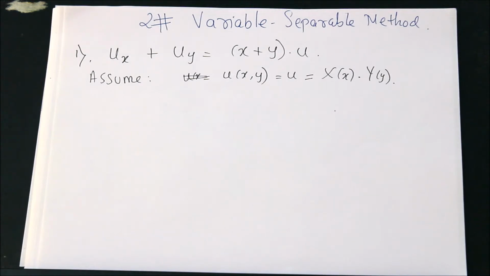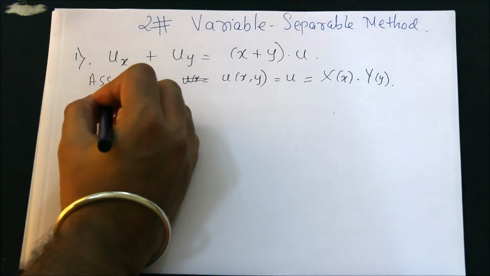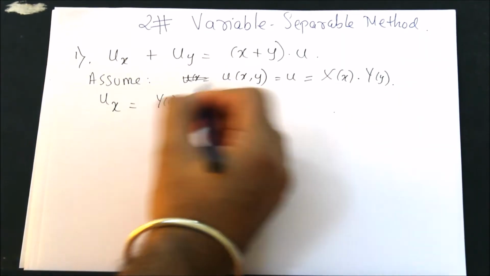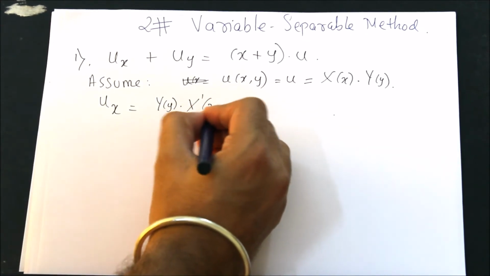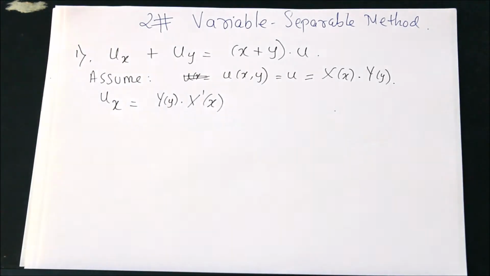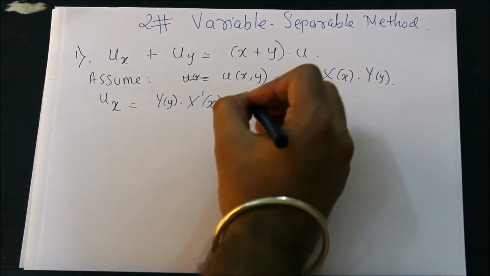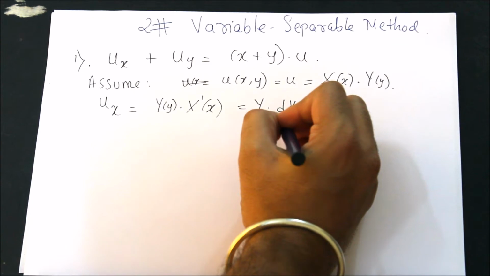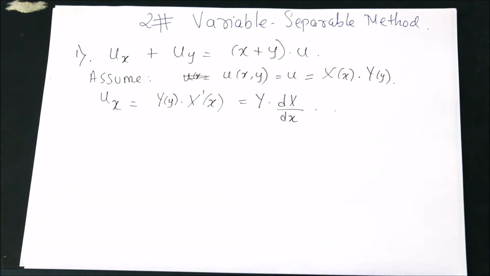Suppose I can write u as a product of some function of x and some function of y. Since u is a solution, when I find u with respect to x and u with respect to y and substitute, it will satisfy the above differential equation. So what is u with respect to x? It is Y(y) as it is, into the ordinary derivative of X, dX upon dx.